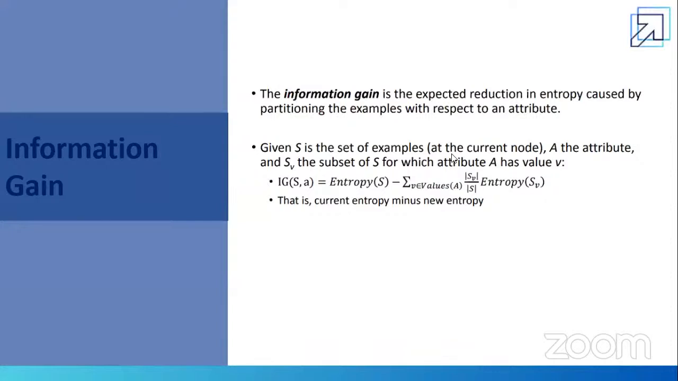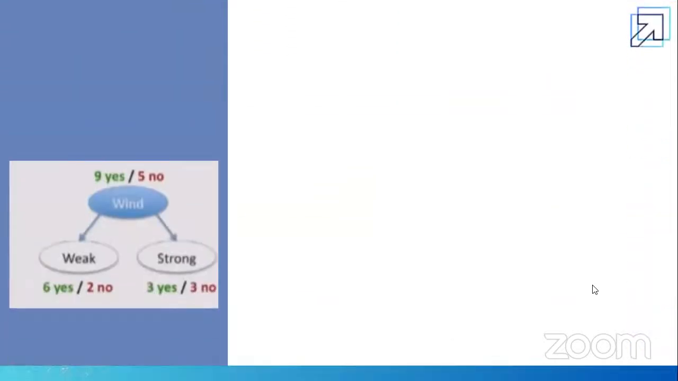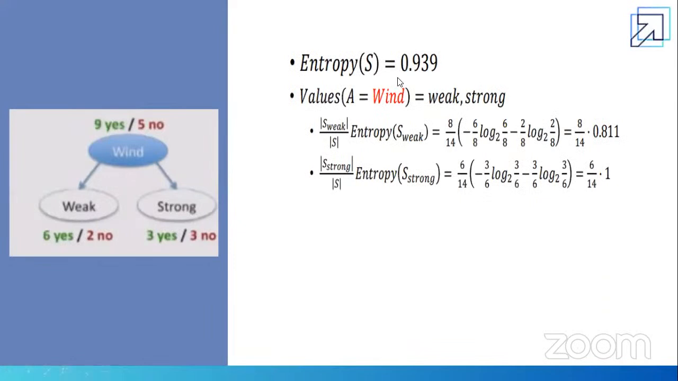Entropy is the entropy that we have just calculated, 0.939, and here we will calculate the new entropy in terms of the partitioning. Basically, it is the current entropy minus the new entropy. So what we need to calculate is this new entropy. Let us see how we calculate this new entropy. The current entropy is this much.